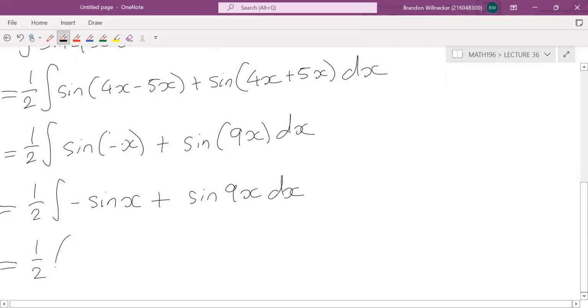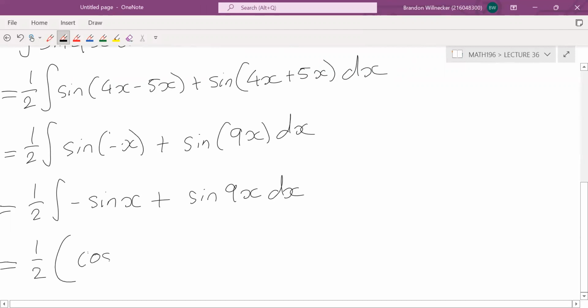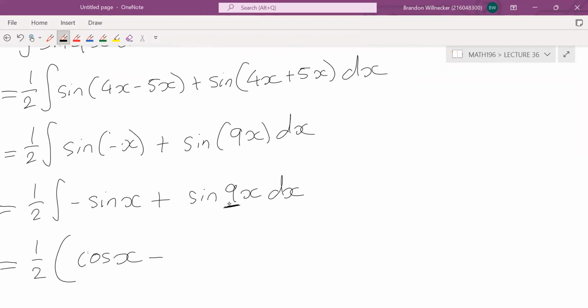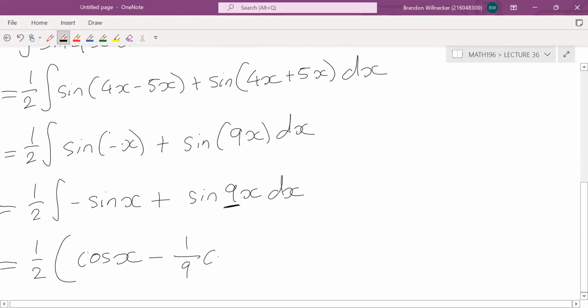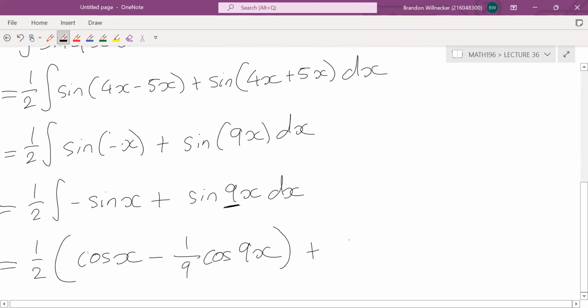Okay, so now we can integrate. So the integral of sine is minus cosine, and the minuses are going to cancel. So we're just left with cos x. And then the integral of sine 9x, remember that's minus cosine, so we have minus, but also we've got this factor of 9 in front. So remember, if we're differentiating, we multiply by that factor. If we're integrating, we have to do the opposite, so we divide by that factor. So it's 1/9 cos 9x. And don't forget, this is an indefinite integral, so we always have to add our plus c.